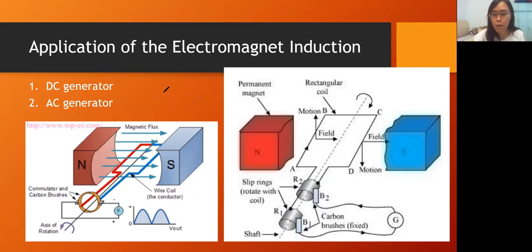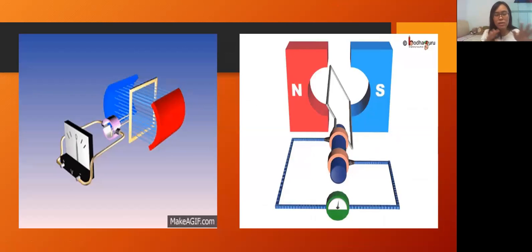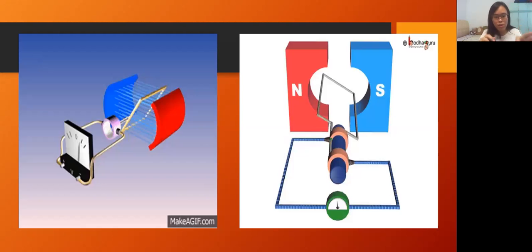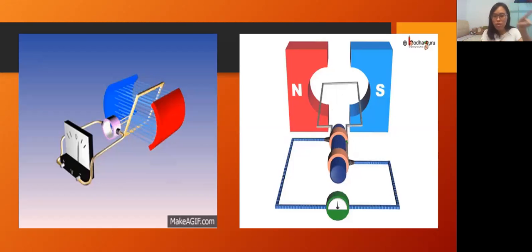Now let us continue a little bit. This is how a generator is produced, inducing the current. You see the flowing here. The turning of the coil: when the coil is turning, it will induce current.